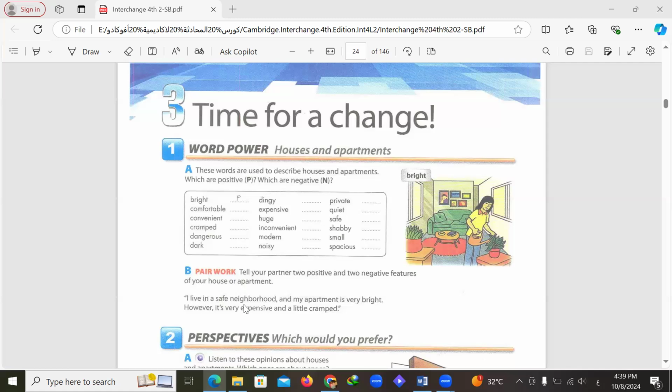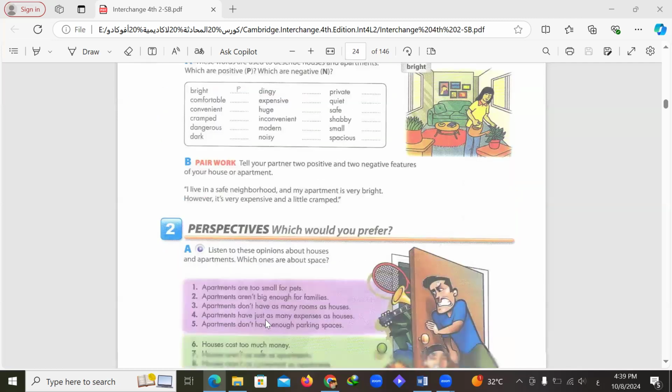I live in a safe neighborhood and my apartment is very bright. However, it's very expensive and a little cramped. Okay, you can use this example to practice using those new words. Here he tells some positive things about his home and uses however to show the contrast and the negative about his home. Okay.